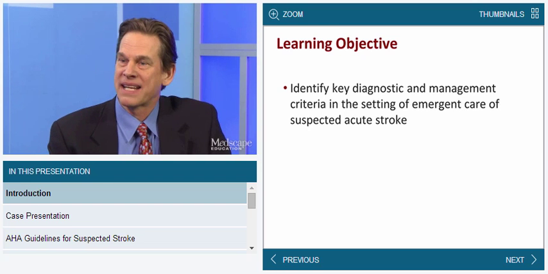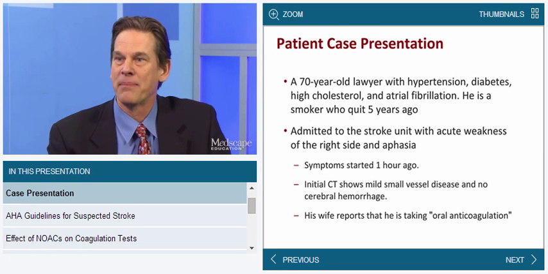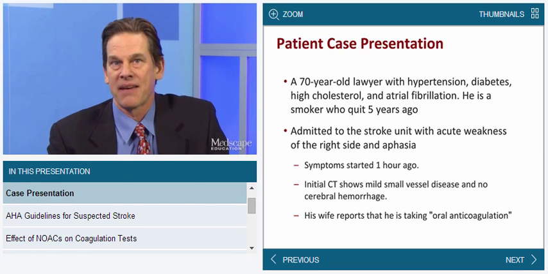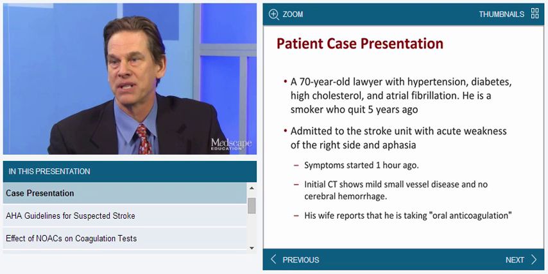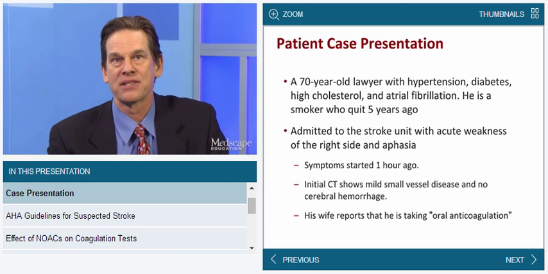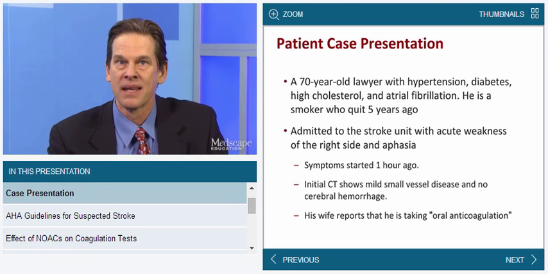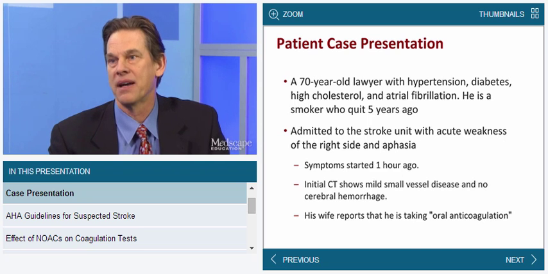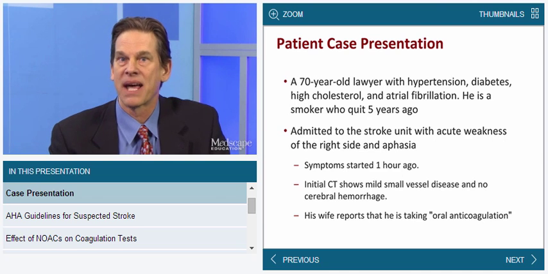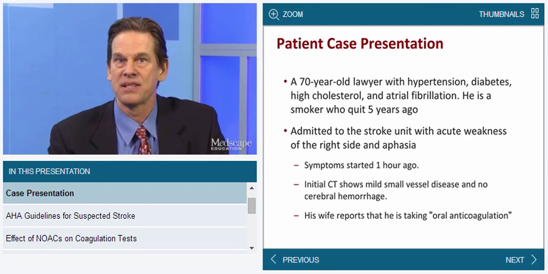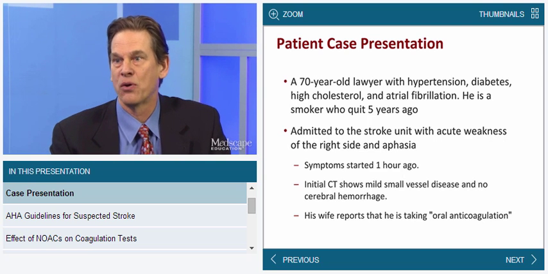I want to present a case and get your thoughts about management. The patient's a 70-year-old lawyer. He suffers from hypertension, diabetes, high cholesterol, and atrial fibrillation. He's a smoker who quit 5 years ago. He's admitted to the stroke unit with acute weakness of the right side and aphasia. The symptoms started about an hour ago. His initial CT shows mild small vessel disease, no evidence of cerebral hemorrhage, but his wife indicates that he takes an oral anticoagulant.